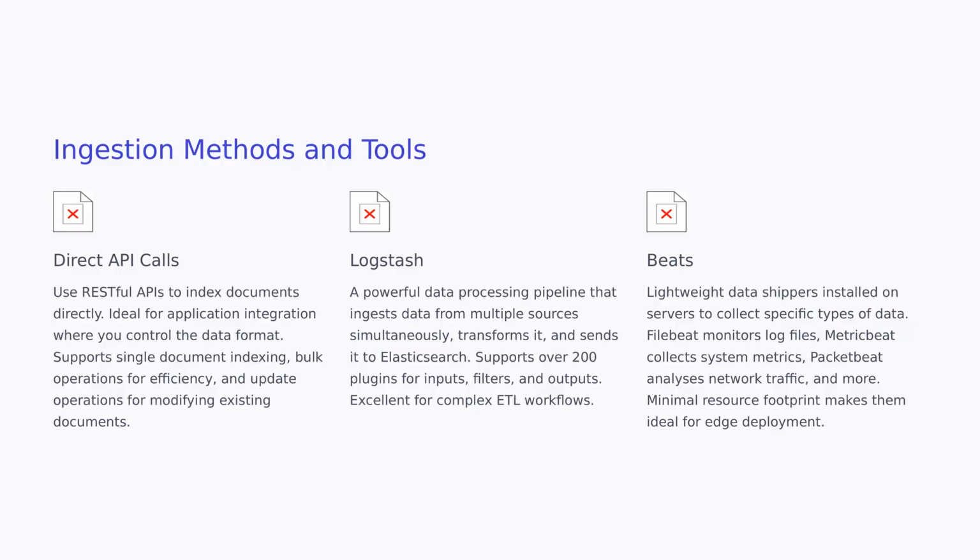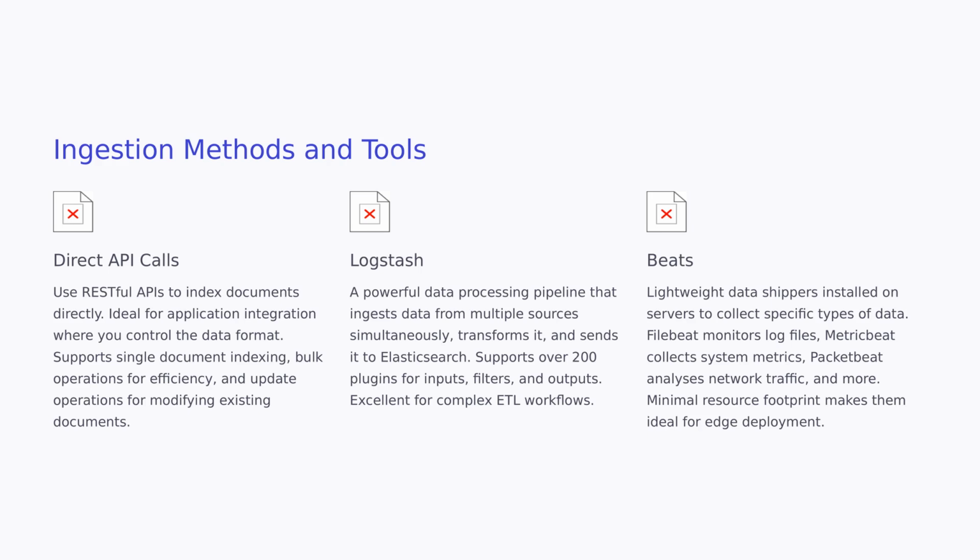When it comes to ingesting data into Elasticsearch, you have several methods and tools at your disposal. For direct integration, you can make use of RESTful APIs, allowing for seamless indexing of documents, whether it's single documents, bulk operations, or updates to existing data. Alternatively, Logstash serves as a robust data processing pipeline, perfect for handling data from various sources simultaneously. With over 200 plugins available, it excels in complex ETL workflows.